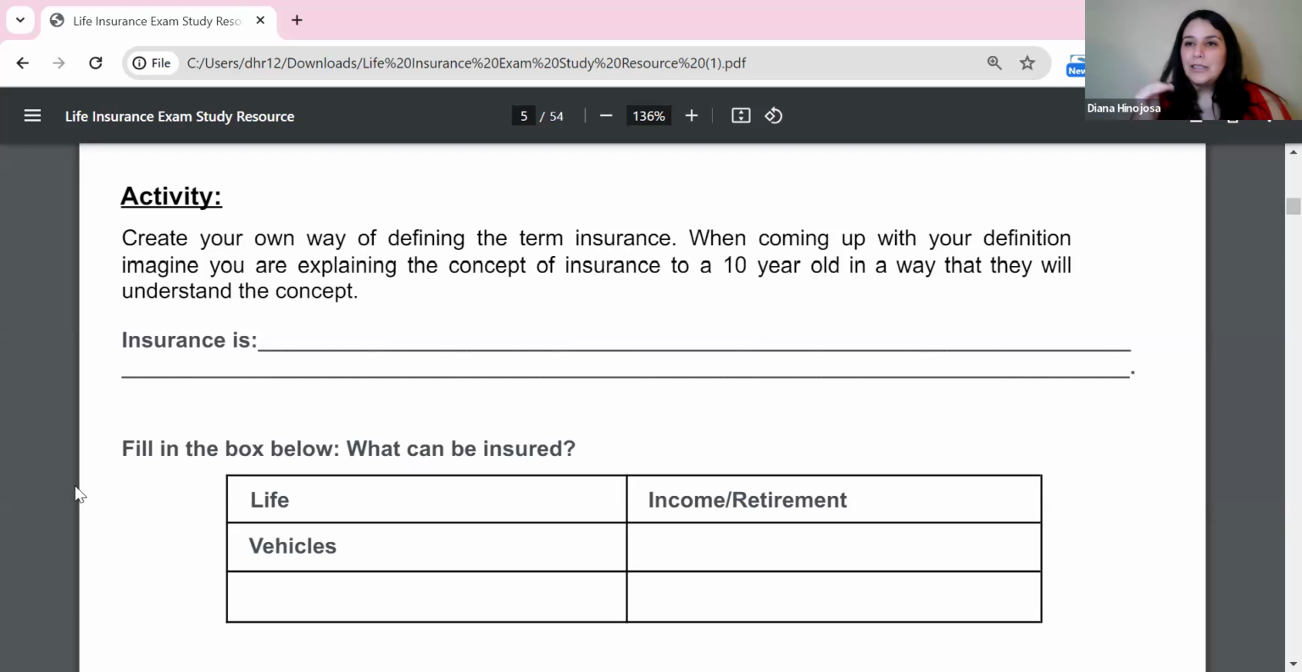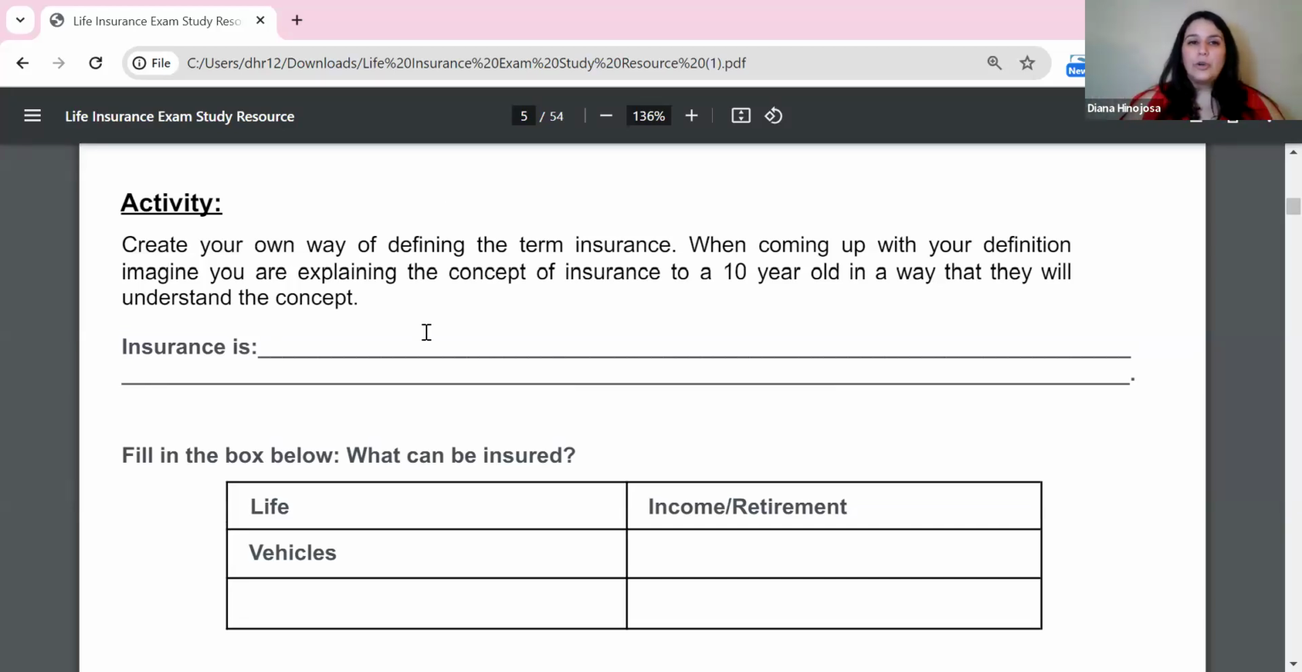What are 3 other things that you can think of that we can insure and that we do insure, because there is that potential for the loss to happen or that eventual loss that can happen? So pause me, go ahead and work on that right now if you'd like, and just think about it.